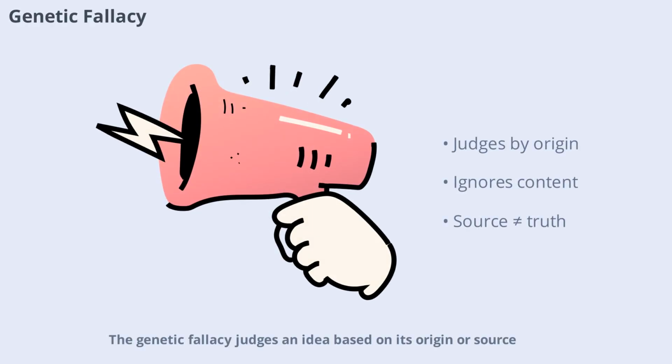Genetic fallacy judges an idea based on its origin or source rather than its merits. For example, that theory came from an unreliable website, so it must be false. While sources matter, the content of the argument is what's most important. Always evaluate ideas based on evidence and reasoning, not just where they come from.